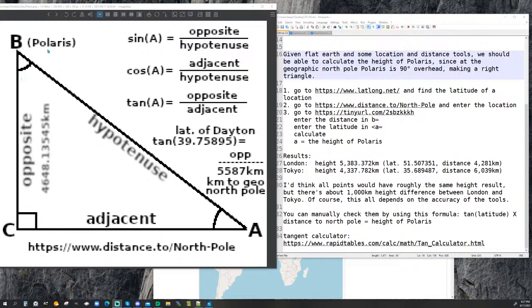Polaris defines true north. If you remember some of my older videos on sundials and things like that, you point them at true north, which is not magnetic north, it's Polaris, because Polaris doesn't move. Now I know from time lapses I did last summer that it seems to move just a slight little bit in a tiny little circle, but for all practical purposes it's not moving across the sky like everything else.